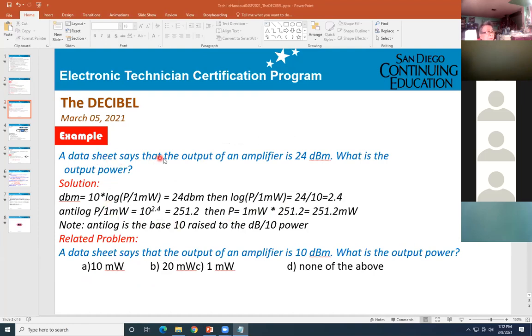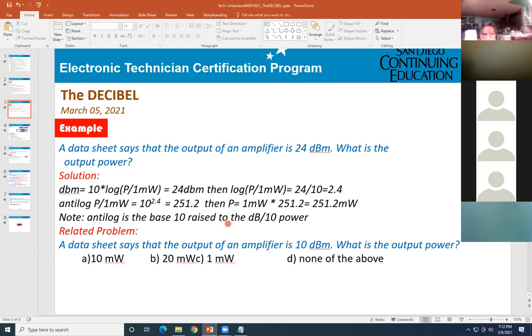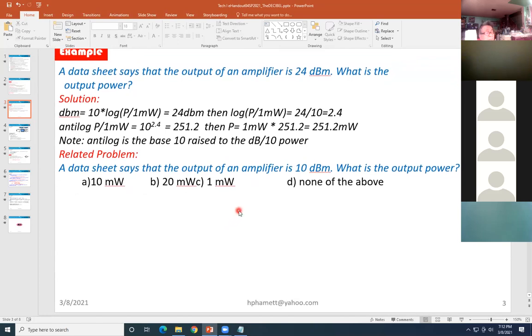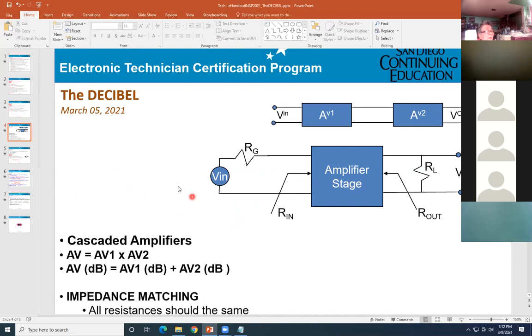Now, a data sheet says that the output of the amplifier is 24 dBm. What is the output power? We already did the calculation for you. And this is the solution here, okay? I don't need to repeat it again. And also the data sheet says that the output of the amplifier is 10 dBm. What is the output power? We already did it for you.